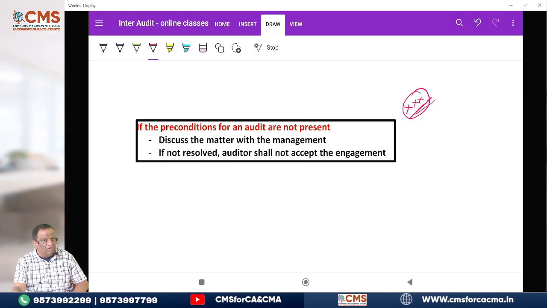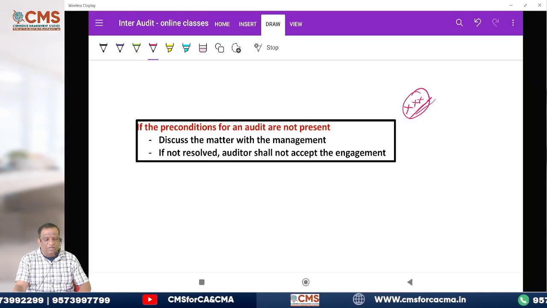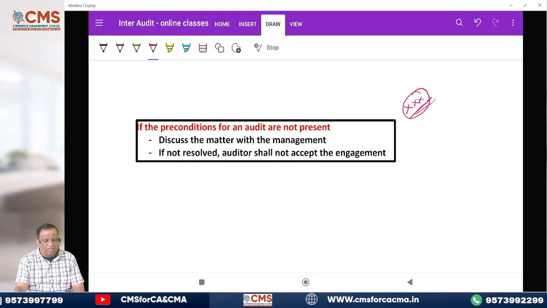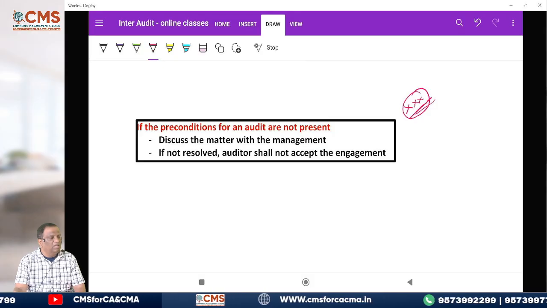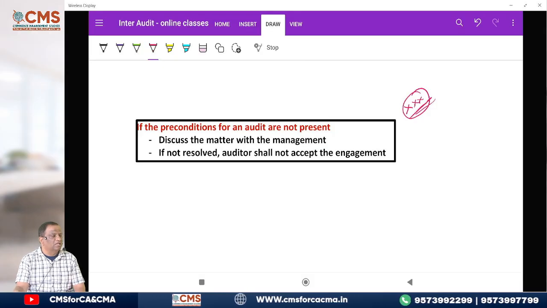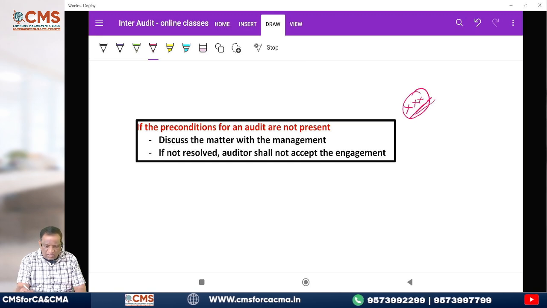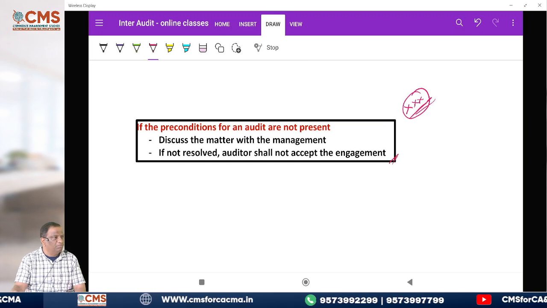This is asking nowadays, what are preconditions and what should I do if preconditions are not present? If preconditions are not present, discuss the matter with the management, and if it is not resolved, then do not accept the engagement. It is as simple as that. So this standard is a new standard and new content. So be ready with this, and you can expect certain questions on the preconditions.